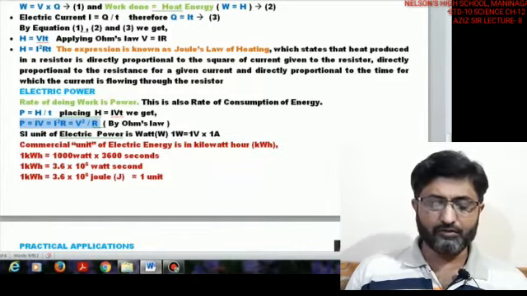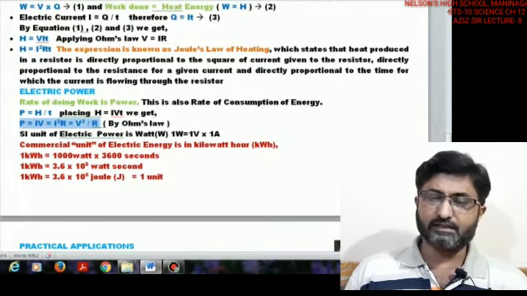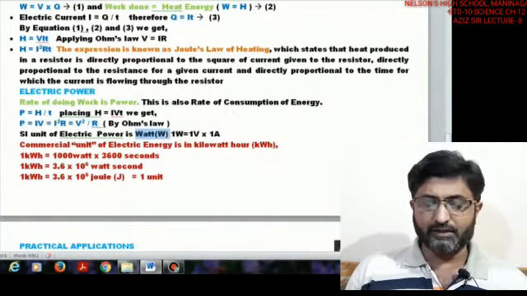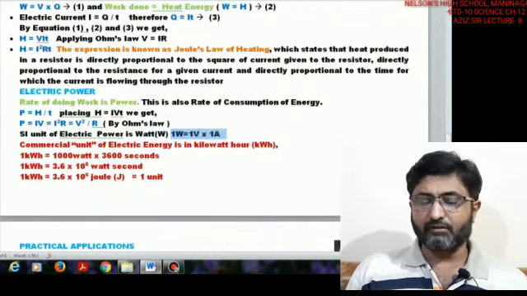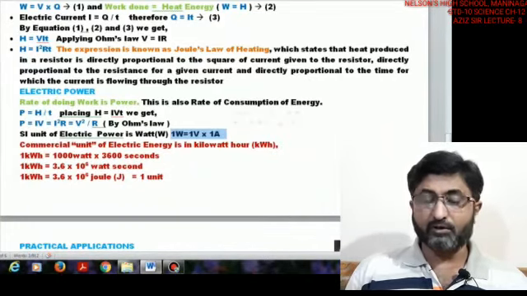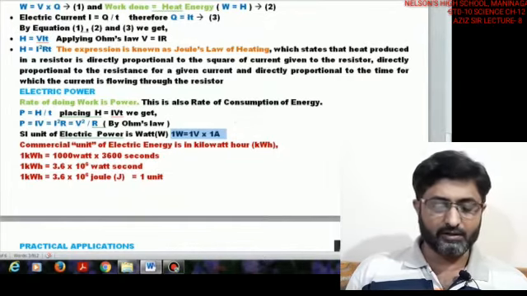According to Ohm's law, we can place all the three equations and take out these three equations as the power equations. The unit of power is watt, represented as capital W. So, 1 watt is equal to 1 volt multiplied by 1 ampere, because V into I is voltage and current.